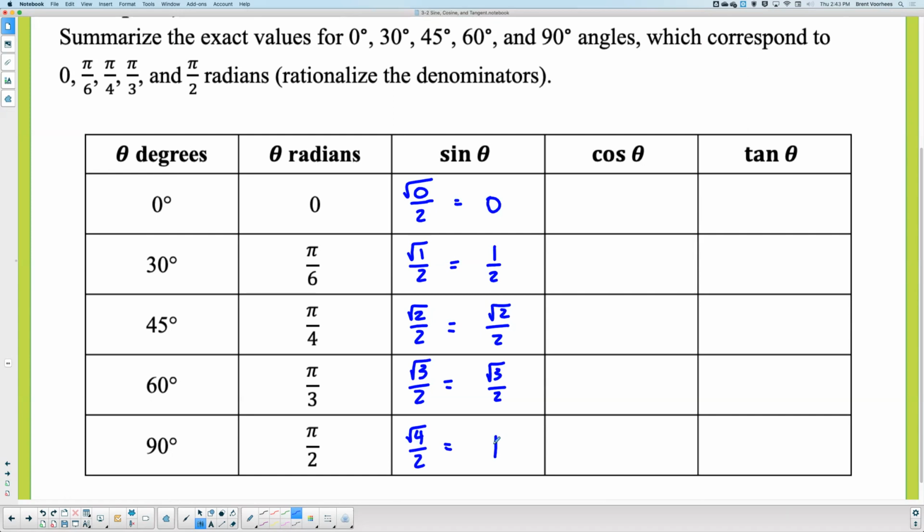Okay. If you pay attention to the reduced values, it's harder to see the pattern. If you look at the unreduced, it's very easy to see the pattern. What's the pattern? The square root just counts up. 0, 1, 2, 3, 4. Make sense?